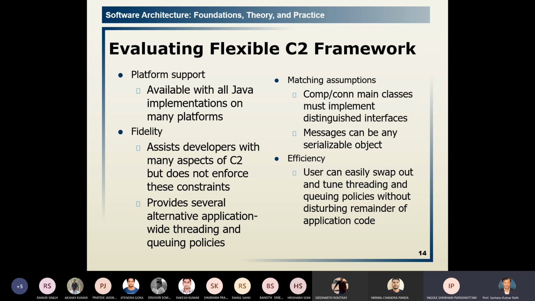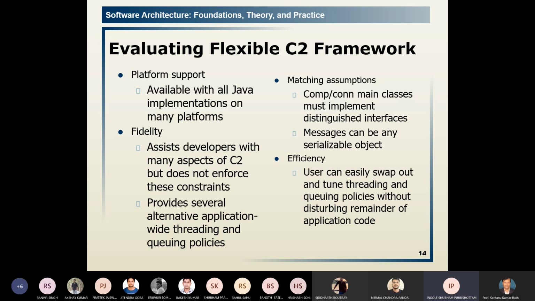So we have the same 4 points for evaluating this flexible C2 framework. The first one is platform support, available with all Java implementations on many platforms, same as the previous one. Then fidelity: it assists developers with many aspects of C2, but does not enforce these constraints, also same as the previous one, and it provides several alternative application-wide threading and queuing policies.